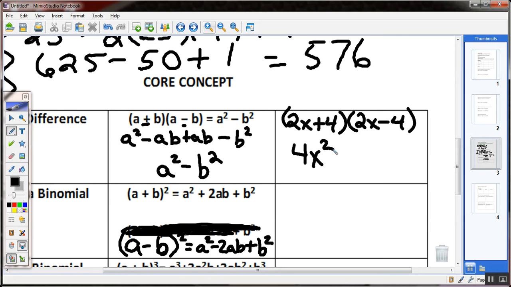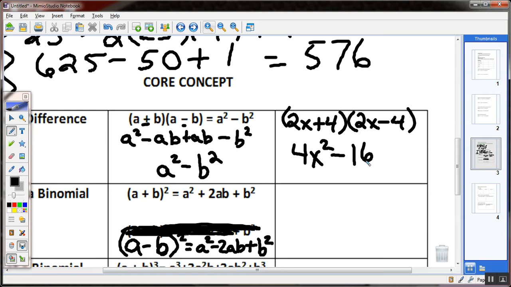And then how about the plus 4 and minus 4? Okay, so 4 and 4, or the b squared, right? Minus b squared, or 4 squared, which would be minus 16, right? There it is. Okay. That only works when you have the same terms inside, but there's a plus sign in one of them and a minus sign in the other.